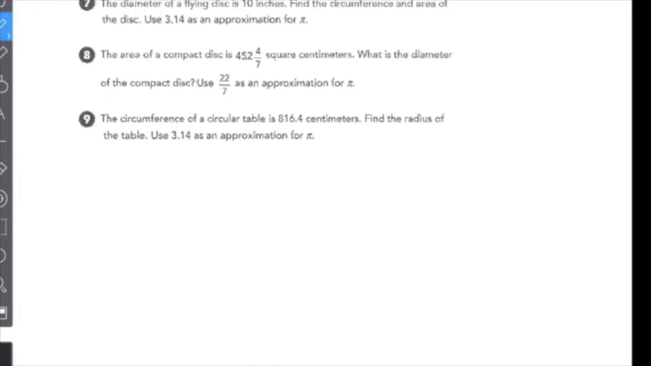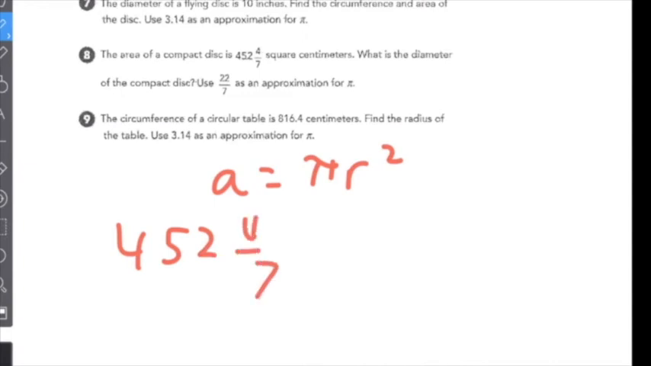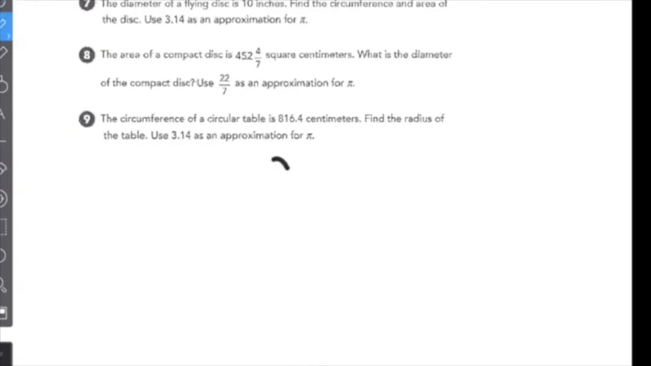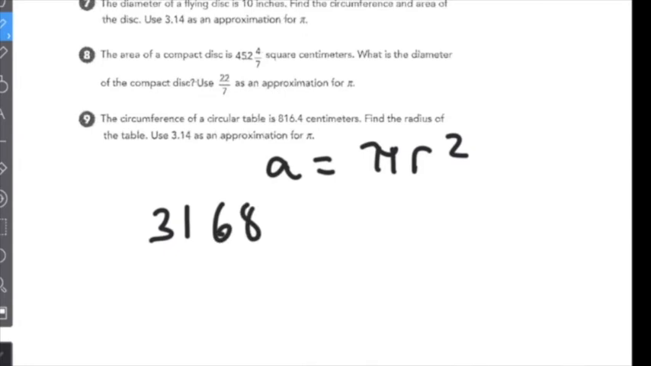So they give us the area of a compact disc, and then we want to figure out what the diameter is. So we need to remember that the area equals pi r squared. They give us the area, which is 452 and 4/7. Now, I'm going to change this into a mixed number. Let me just rewrite that. Area equals pi r squared. The improper fraction is 3,168 over 7. And that's going to equal pi, which is 22 over 7, times r squared.